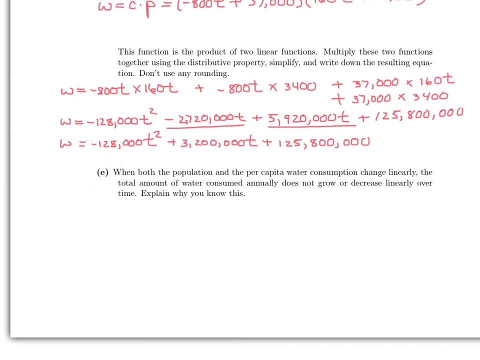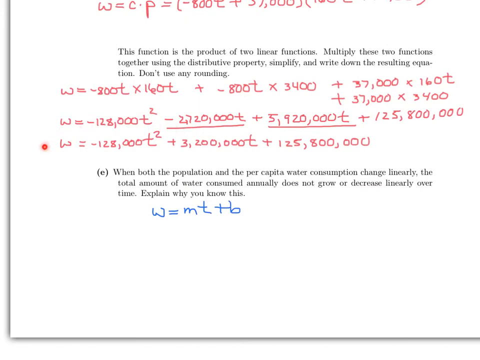Here we are, part E. When both the population and the per capita water consumption change linearly, the total amount of water consumed annually does not grow or decrease linearly over time. Explain why you know this. Okay, well, let's look at the equation that we ended up with for W. If W changed linearly over time, then this equation would have to have the form y equals mx plus b, or more specifically, it would have to have a form like this, W equals mt plus b.